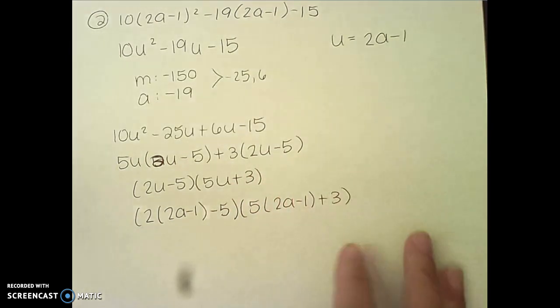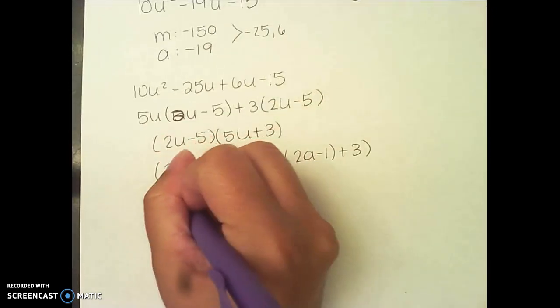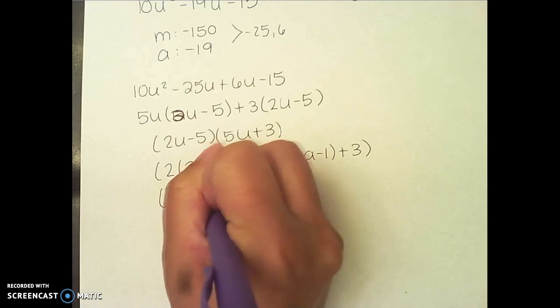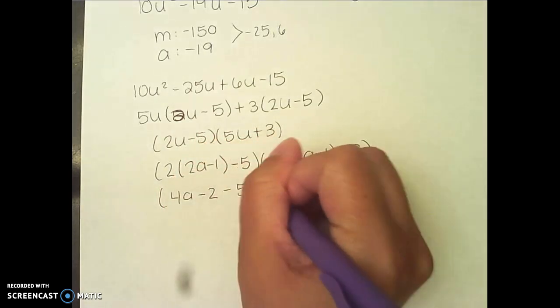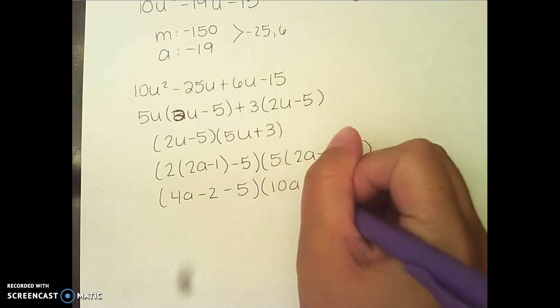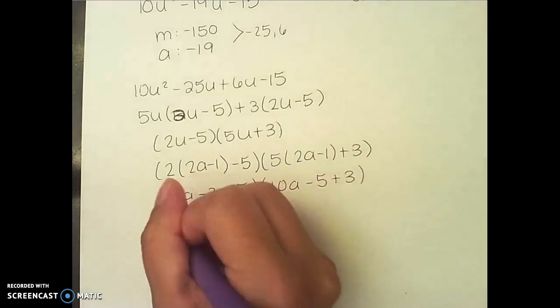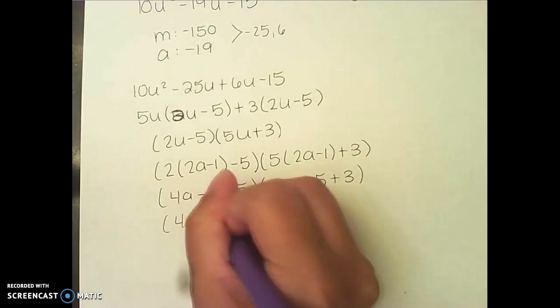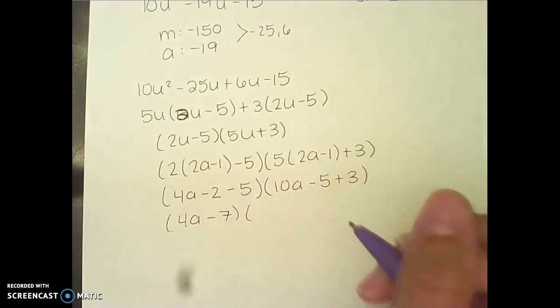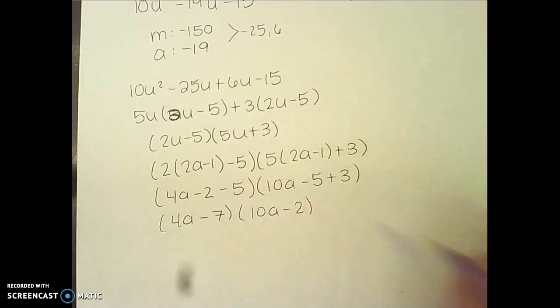And I'm going to simplify this. I'm going to distribute the 2. I have 2 times 2a is 4a. 2 times negative 1 is negative 2, minus 5. 5 times 2a is 10a. 5 times negative 1 is negative 5, plus 3. So 4a minus 7 and 10a minus 2.